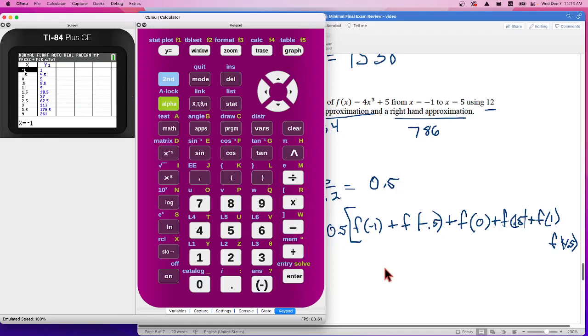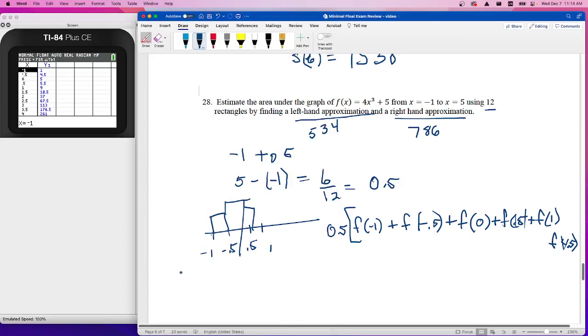Okay. And the last one down there. So there's 11, and then 4.5 would be number 12. So it's going to be 0.5 times 1 plus 4.5. So I'm getting these from right here. These are the y values, plus 5. These are the heights of these rectangles. This is the base of the rectangle of all of them, the same amount. Plus 5.5, plus 9, plus 18.5.